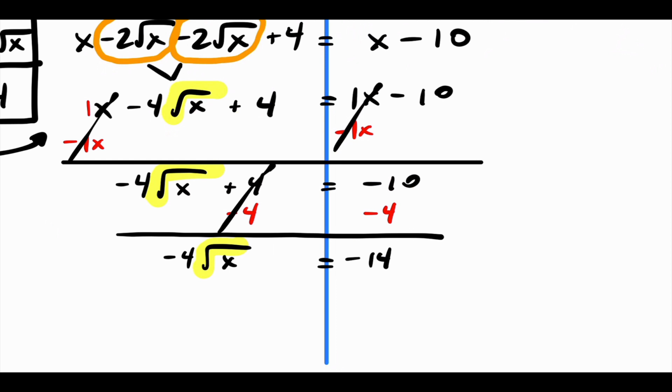How do I get rid of the negative 4? Add, subtract, multiply, or divide. Divide, yeah. Because the negative 4 and the root are stuck together. There's no plus or minus inside or in between. So that means I divide, do the opposite. The opposite will be division.